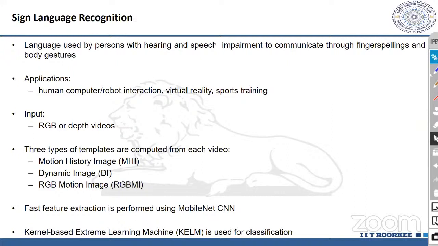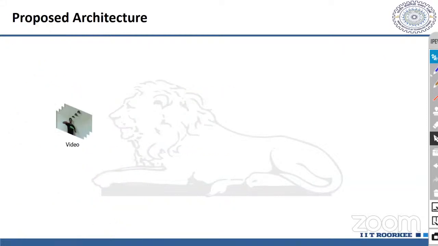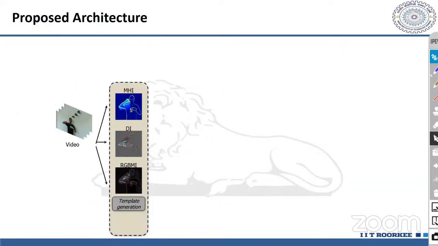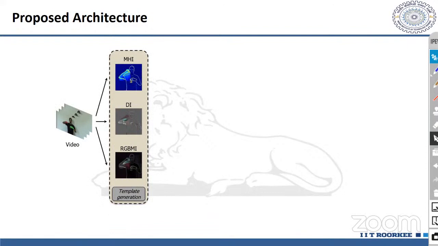From these features, you use a machine learning algorithm, KELM, kernel-based extreme learning machine, for classification. So this is a combination of both deep learning and machine learning. You obtain it like this: for example, a video is there, and you find MHI, DI, and RGB MI.